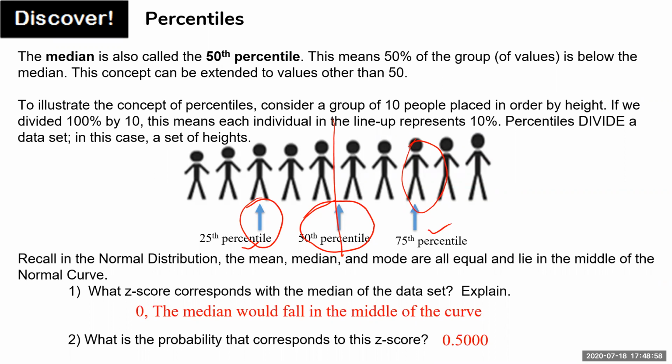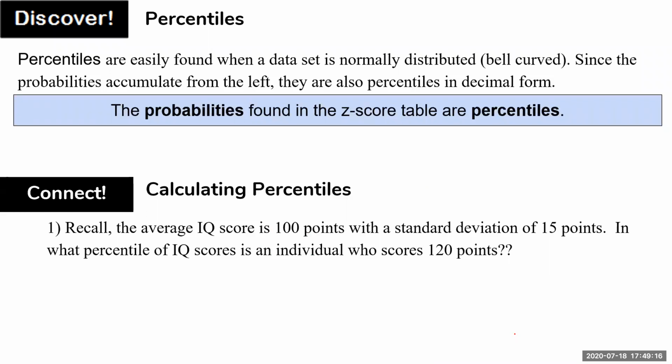So what z-score corresponds with the median of the data set? Explain. Okay, so 0, right? If you go to the table and look for 0, the corresponding probability for a z-score of 0 is 0.5, which is 50%. That is what we call the 50th percentile. So basically what we are saying is that the table you see on page 236, these probability values are also referred to as percentiles. Is that okay? Percentiles, and we will see some examples in a bit.